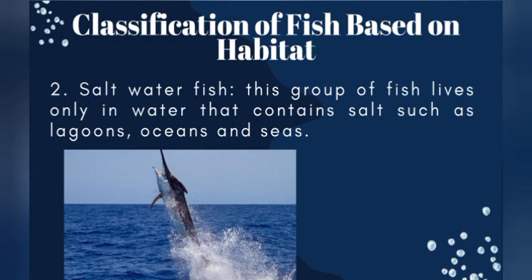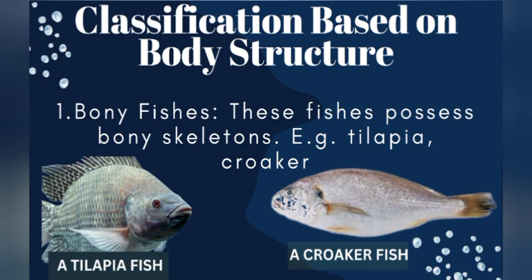Now, classification based on body structure. Like I told you earlier, this can also be called classification based on morphology. Now, bony fishes. These fishes possess a bony skeleton, such as tilapia and croaker. These are typical examples of bony fish, the fishes that contain bony structure. Their skeleton is made out of bone and not cartilage.